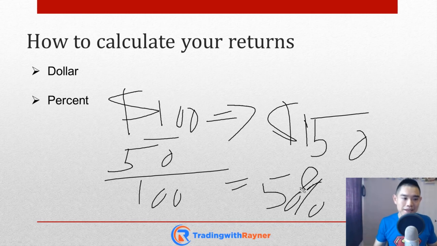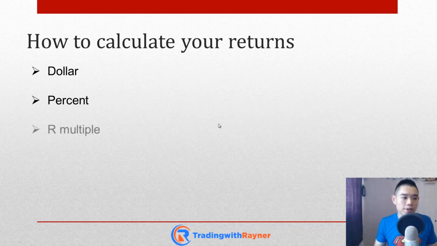Simple, okay? And the last one is what I call the R multiple. This is actually my favorite approach to calculate your returns, whether you're trading Forex, options, or whatever. This is a more objective measure. Why is that? Because when you look at dollar and percentage returns, it does not take into consideration your risk per trade. Let me say that once again: when you calculate returns based on dollar or percentage, it does not determine the amount of risk that you're taking to achieve those returns.